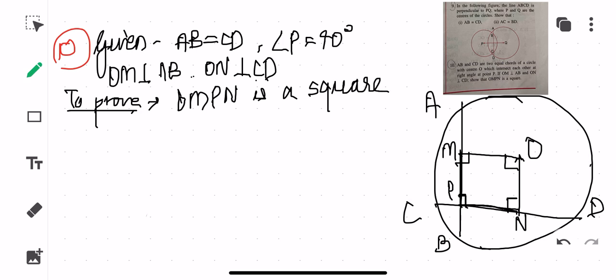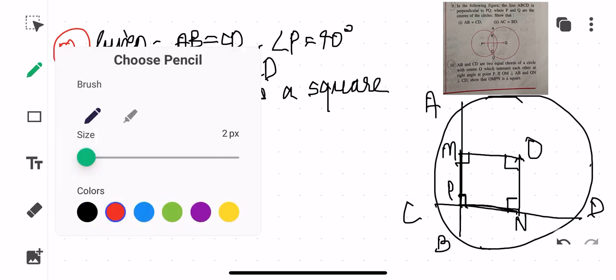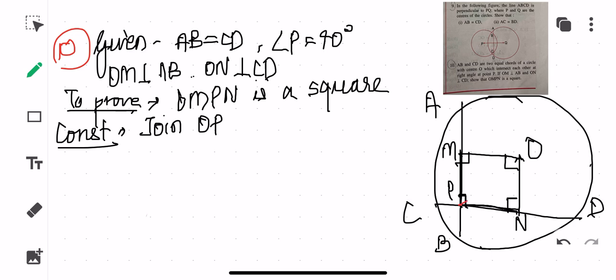So in the construction part, what will you be writing? Write down construction, join OP. So you are joining OP. Why am I doing this? You will come to know. The main reason is, children, we'll just write it down and then we can know. So write down in the proof: angle P is equal to 90 degrees.